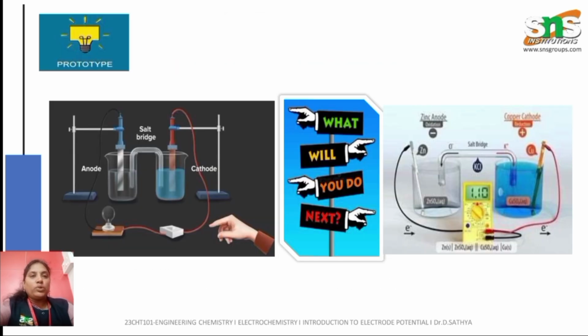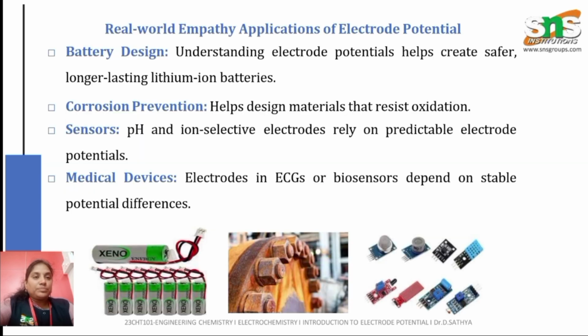This is a prototype, a basic diagram of an electrochemical cell with anodic and cathodic parts. It is connected with a salt bridge and connected with a wire. It forms some electrode value. Here is an example of zinc and copper electrodes: in this picture the voltage of 1.10 is the voltage between the anodic and cathodic parts.